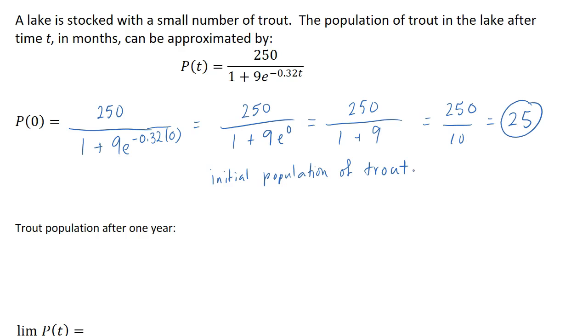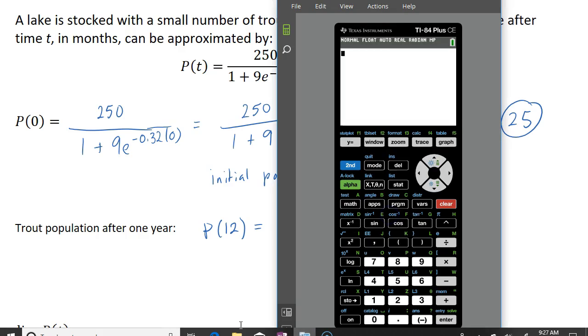So the function time is measured in months. So if we want to find the trout population after 1 year, we should find p of 12, because there are 12 months in a year. So we want to find 250 over 1 plus 9 e to the negative 0.32 times 12. So let's go ahead and do that on our calculator.